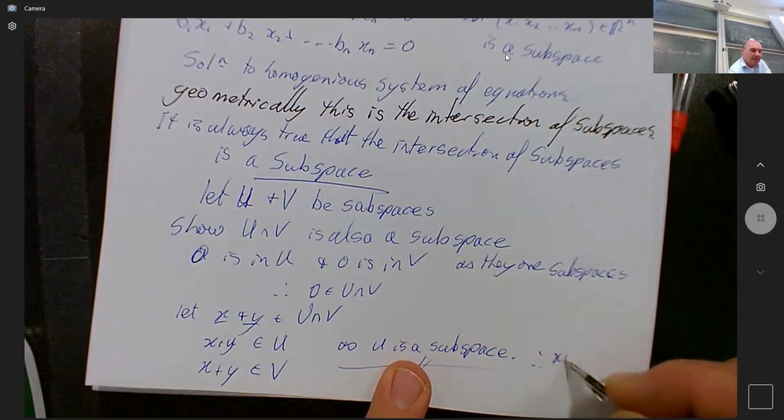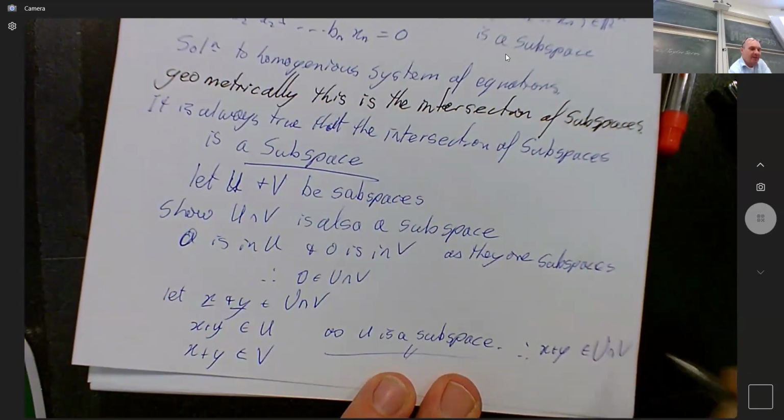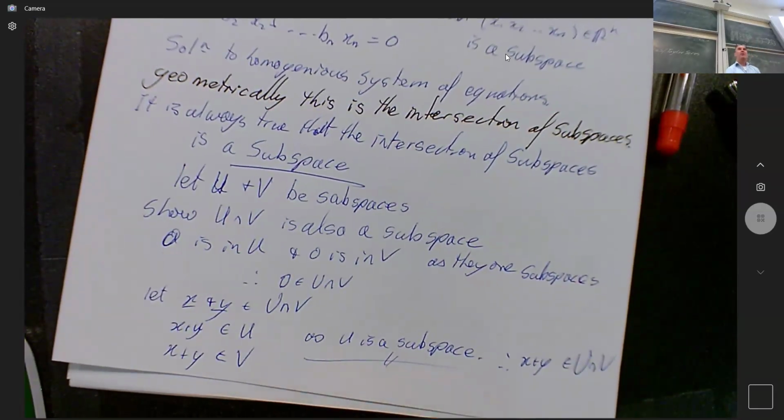Therefore, X plus Y is in U intersection V. All right. So I've got this, I can just keep doing this. This is kind of, yes, it is a bit boring. But that's the sort of thing I've got to do. So to show something is a subspace can be real tedious. We've got to say all these things because they're expecting you to say these things if they ask you to show that it's a subspace.